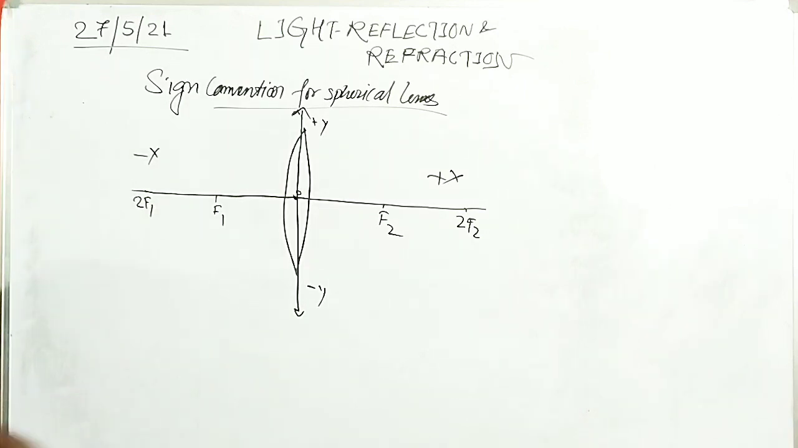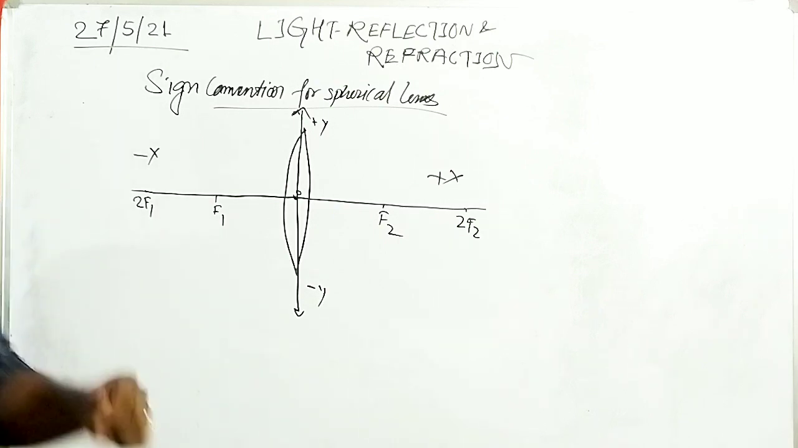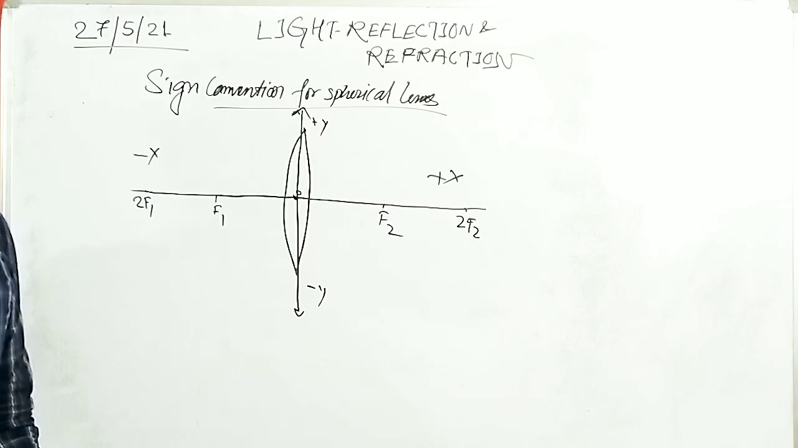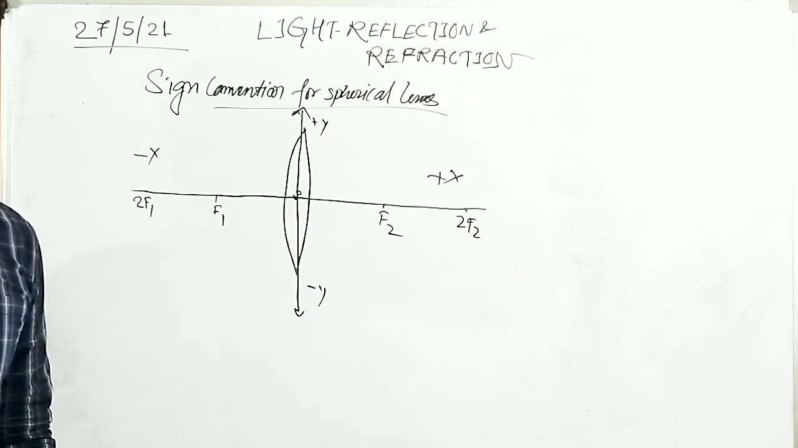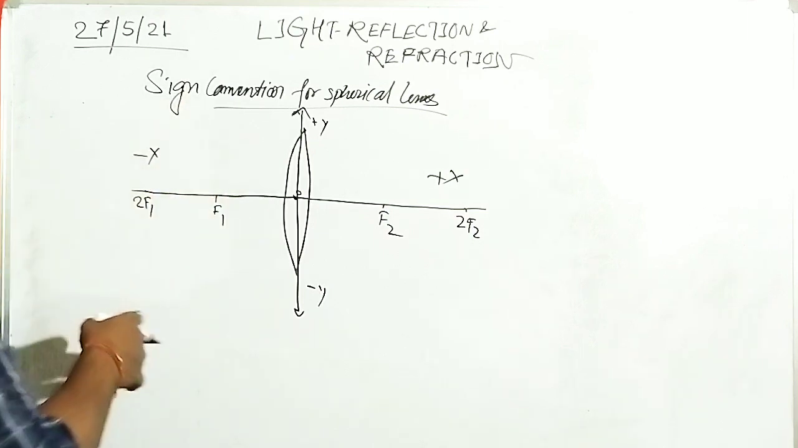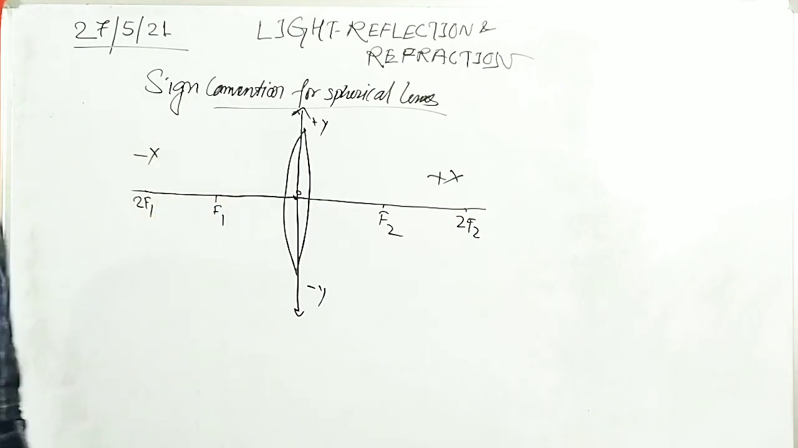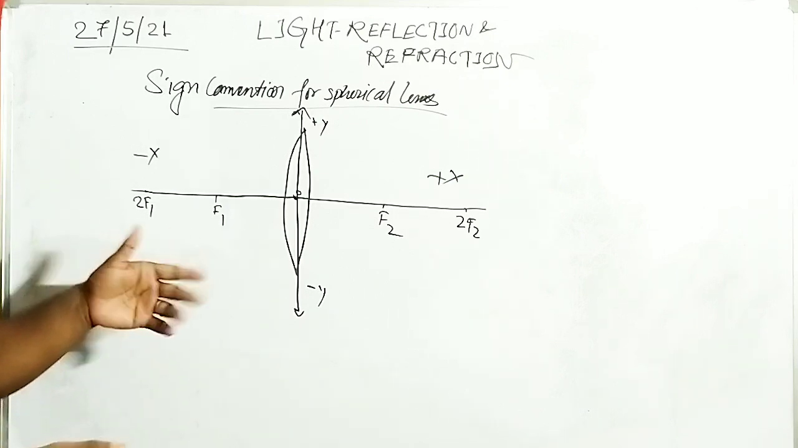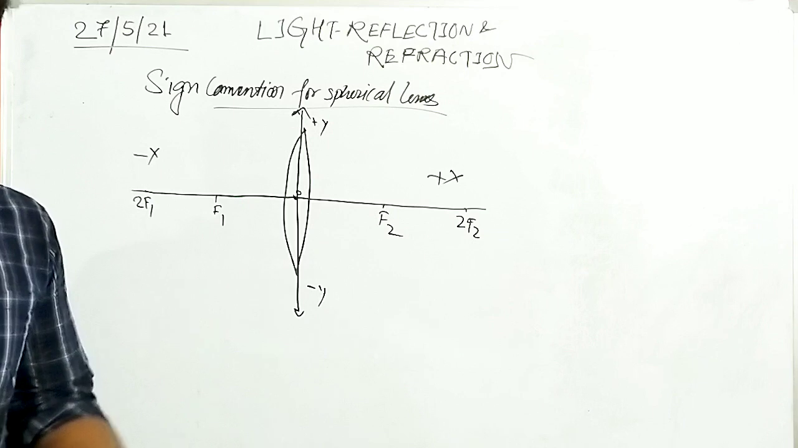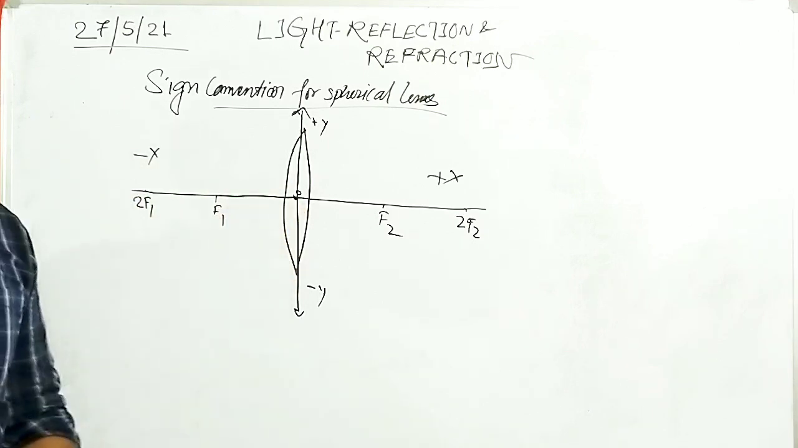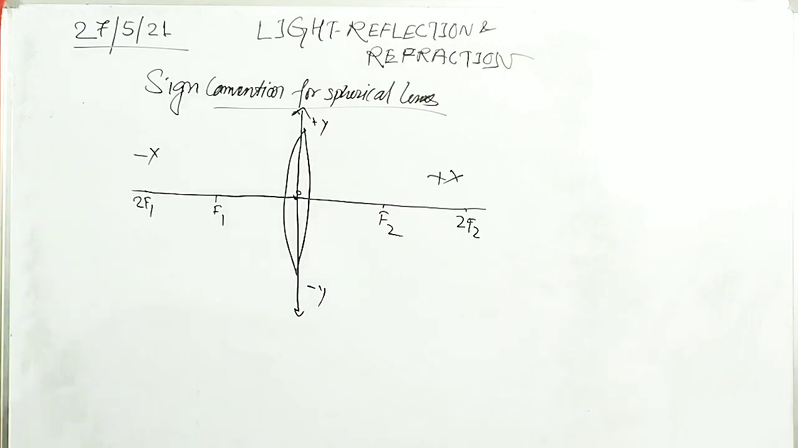Now, just like in case of spherical mirrors, where the object distance and the image distance are always measured from the pole, in case of lenses we always measure the object distance, image distance, principal focal length, and radius of curvature from this optical center. Clear now?